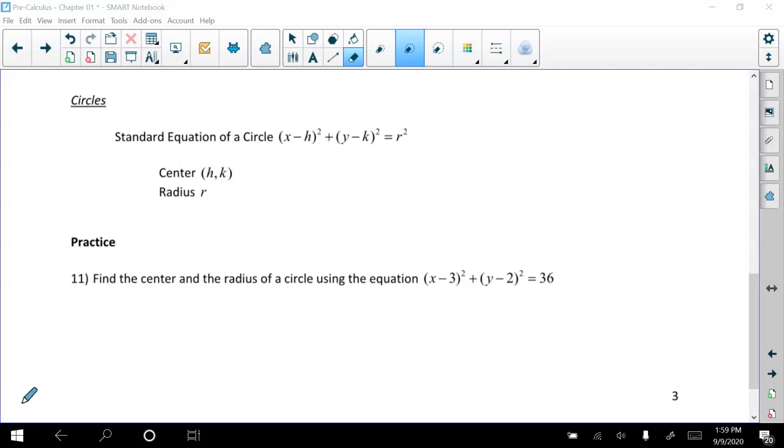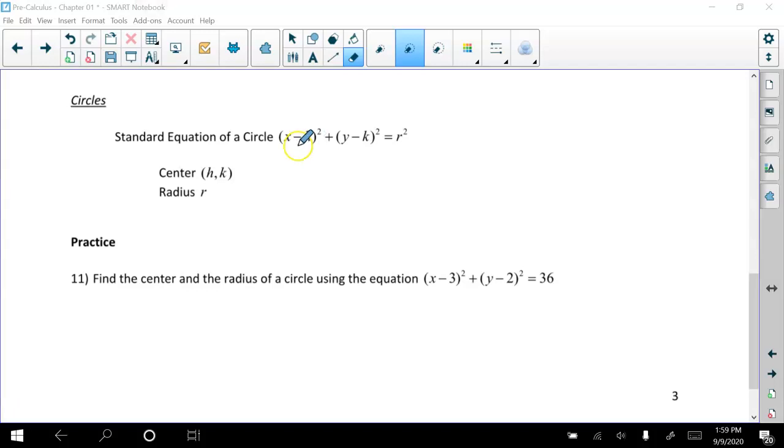As you may remember from geometry, the standard equation of a circle is the quantity x minus h squared plus the quantity y minus k squared equals r squared, and the center is located at (h, k) and the radius is r. So for problem number 11, we're identifying where the center is and what the radius is.